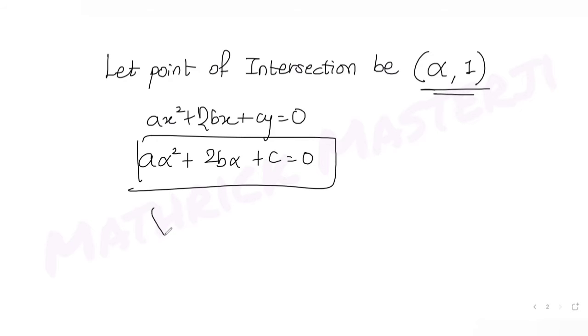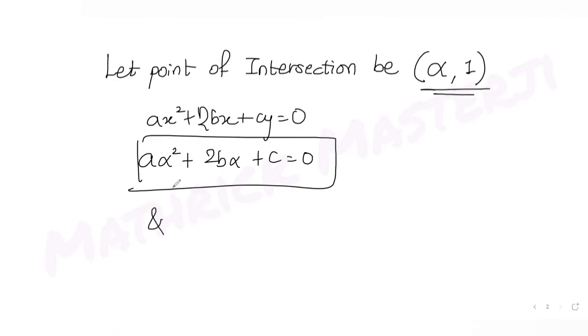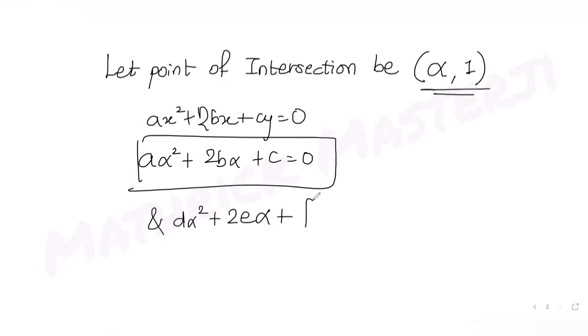And for the other, because it is the point of intersection, I can again put x as alpha and y as 1. In my second equation of the parabola, it becomes d alpha square plus 2e alpha plus f into 1, which is f, equals 0. So we have these two equations with us.